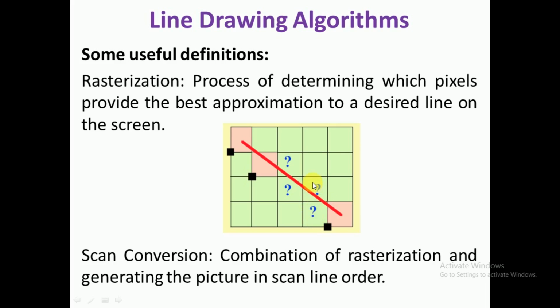In this case, what is the problem with this line? This line has intersected some part in this pixel, then remaining part is this pixel. Among these two pixels, which pixel then it has to switch on? Right? Again same problem here also. Here this line again it has intersected, means it has crossed two pixels here. Then which pixel? That decision has to be made by these line drawing algorithms. Then next is the scan conversion, combination of rasterization and generating the picture in a scan line order. These are the words we frequently use, rasterization and scan conversion. These are the meanings of rasterization and scan conversion.